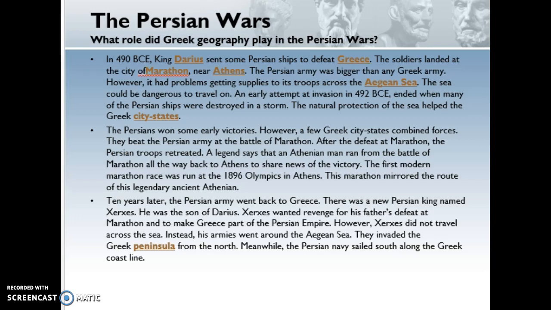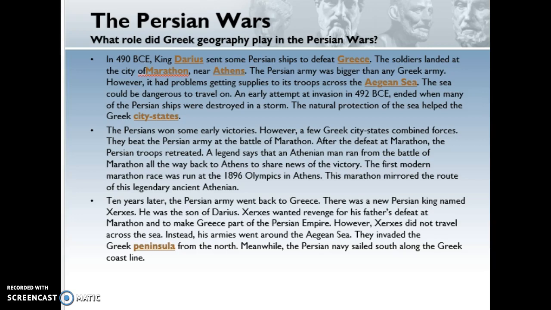The Persian Wars. What role did Greek geography play in the Persian Wars? In 490 BCE, King Darius sent some Persian ships to defeat Greece. The soldiers landed at the city of Marathon near Athens. The Persian army was bigger than any Greek army. However, it had problems getting supplies to its troops across the Aegean Sea. The sea could be dangerous to travel on. An early attempt at invasion in 492 BCE ended when many of the Persian ships were destroyed in a storm. The natural protection of the sea helped the Greek city-states.